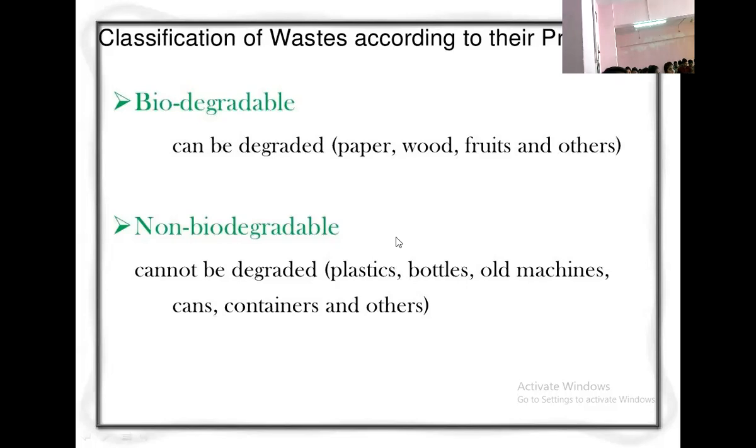Non-biodegradable waste, what comes in it? Not degraded by biological activities. That is, in solid form, what comes in that? Plastics which is non-biodegradable, bottles, old machines, iron, cans, containers. These are all non-biodegradable waste. Did you understand the difference between both?